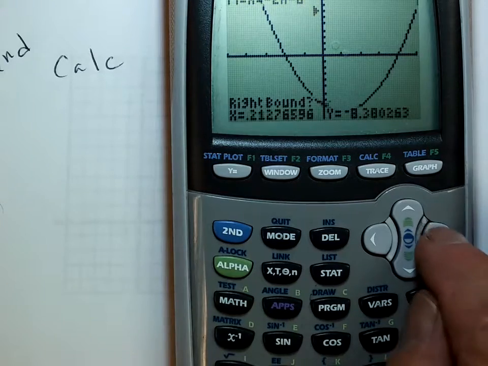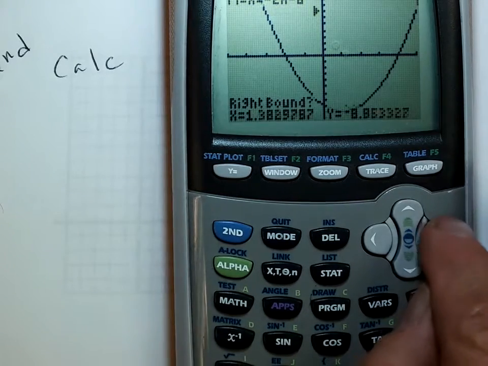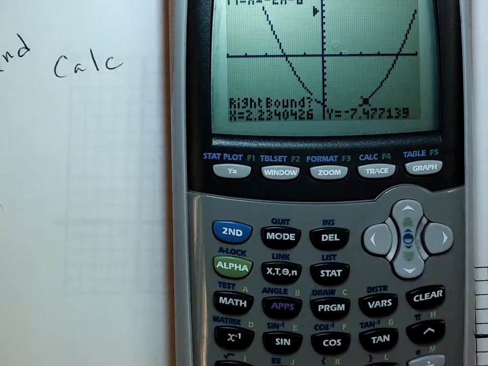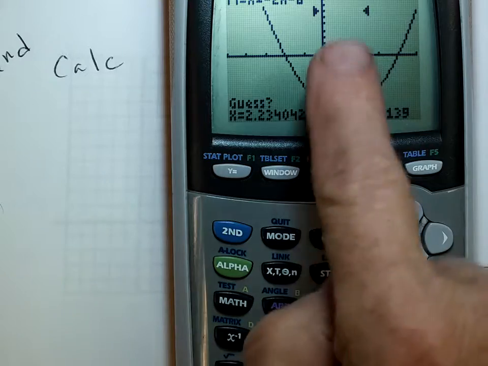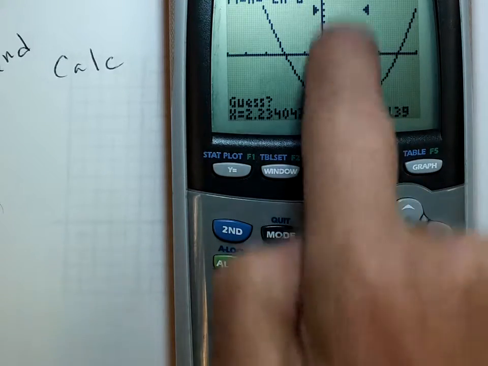So I move my cursor over until it's on the right-hand side of my vertex. Okay, there it is. It's blinking. As soon as I push enter, it locks it in. Now the calculator knows to look in between here. So the calculator is now going to look for my vertex or my minimum right in here.